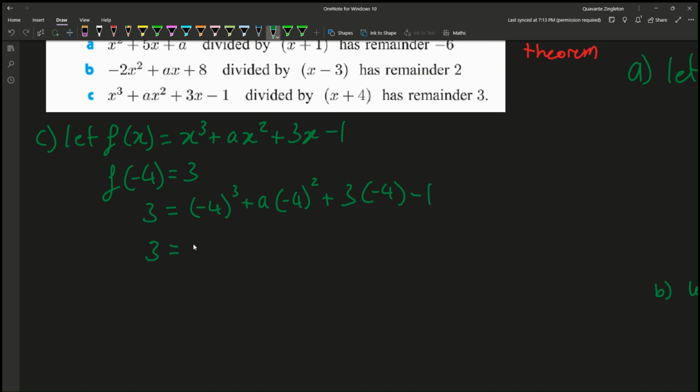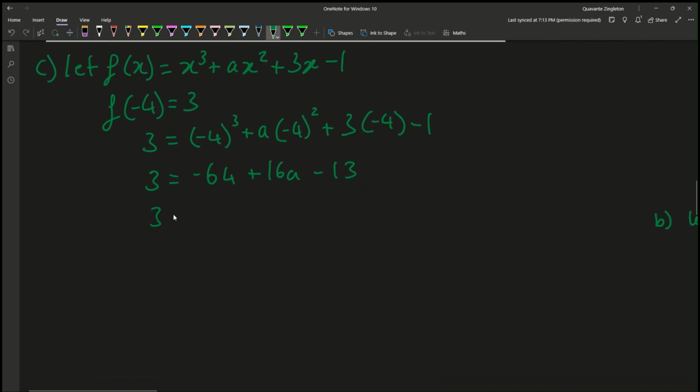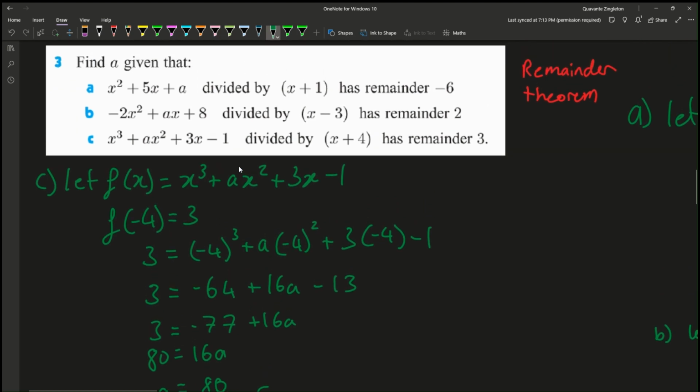So this is just negative 64 plus 16a. And 3 times negative 4 is negative 12. Minus 1 is negative 13. Let's collect like terms. So 3 equals negative 77 plus 16a. Add 77 to both sides. So we get 80 is equal to 16a. And then we get a is equal to 80 over 16, which is equal to 5. So therefore a is equal to 5 in this remainder theorem.